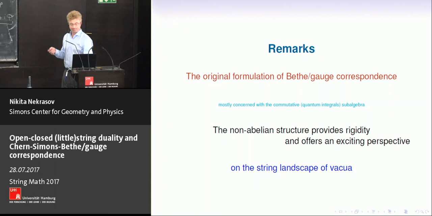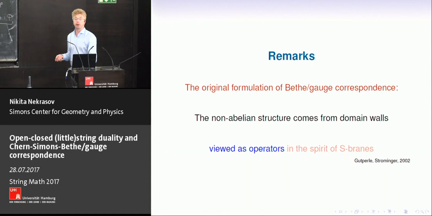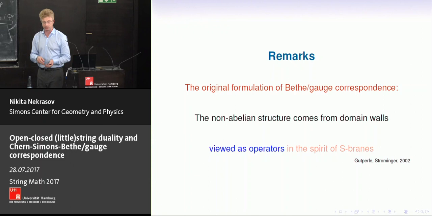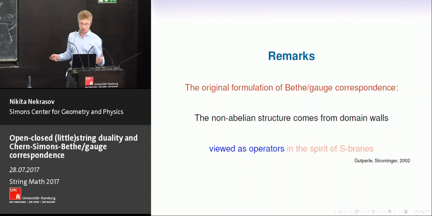So this is something for the conclusions. In the original formulation of the Bethe/gauge correspondence, I talked about the quantum integrals of motion, the commutative subalgebras of a non-commutative structure. Of course, in the original formulation, the question was asked, how do you see the full non-abelian structure, the one which gives actually the rigidity to the whole construction?